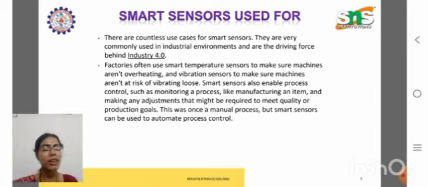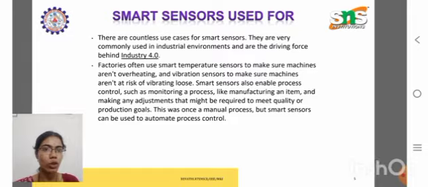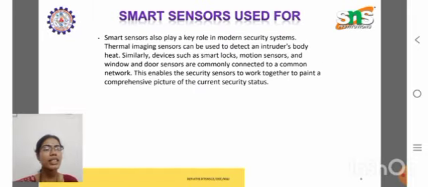Smart sensors are also used in the agriculture field. They detect humidity, wind, and moisture content. Sensors have various applications in the agriculture field. Smart sensors also play a key role in modern security systems.